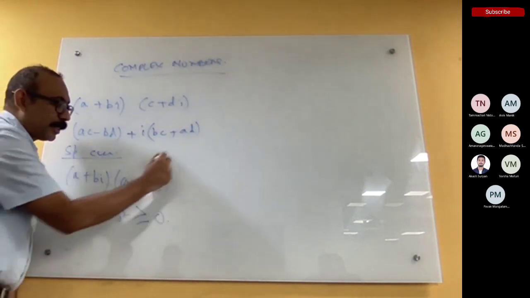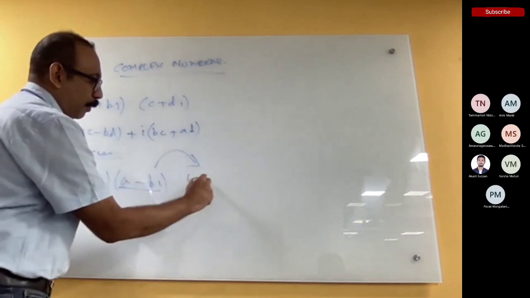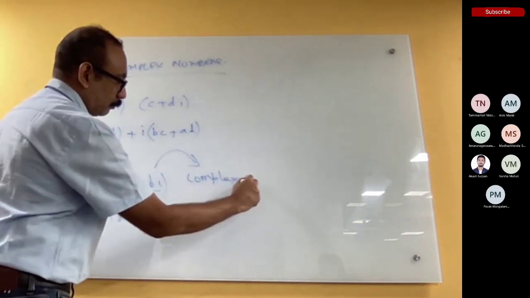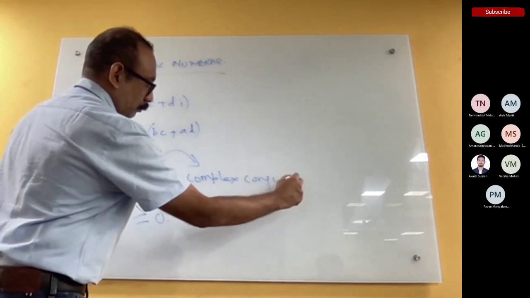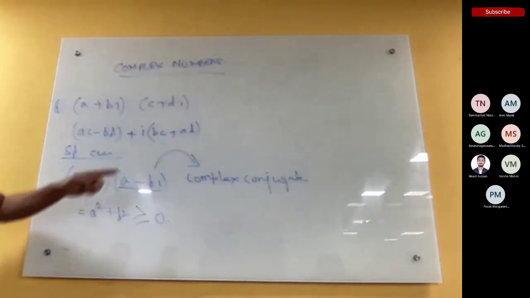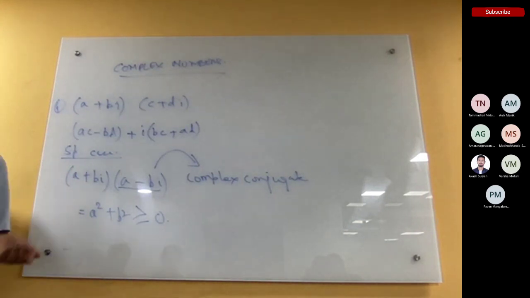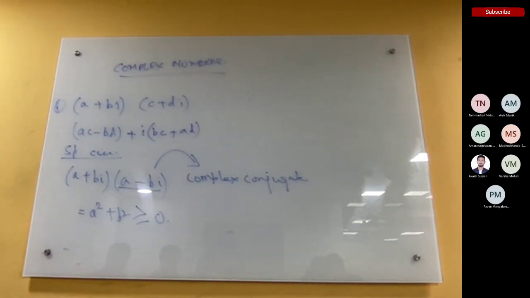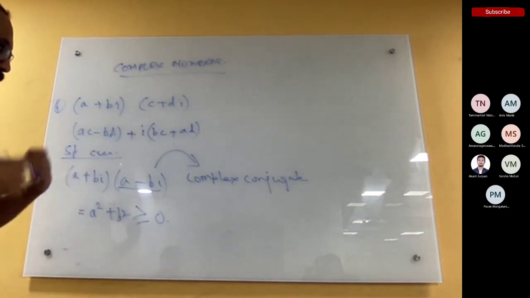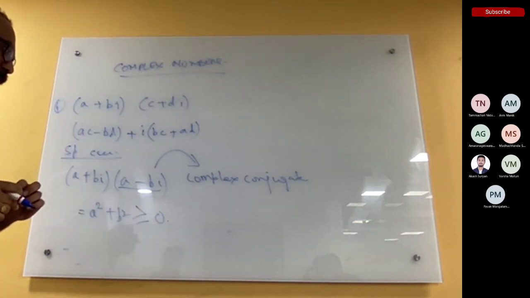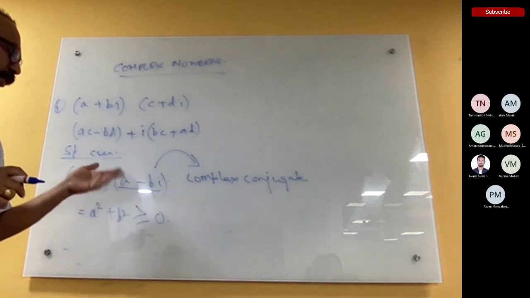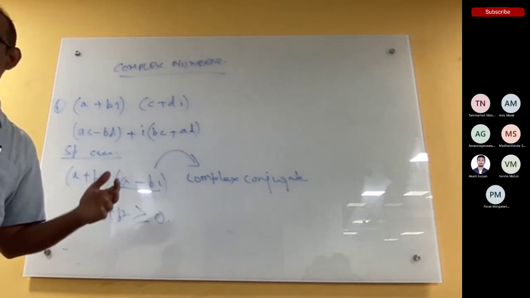And this guy has a special name. It is called the complex conjugate. For a complex number a plus bi, a minus bi is called the complex conjugate. And it is important again because in a lot of equations, you will start talking about complex conjugates, right?